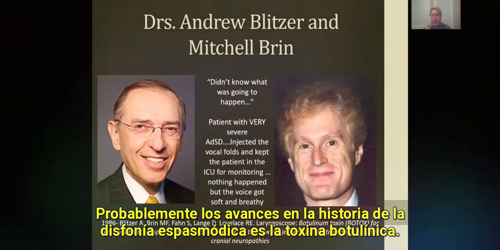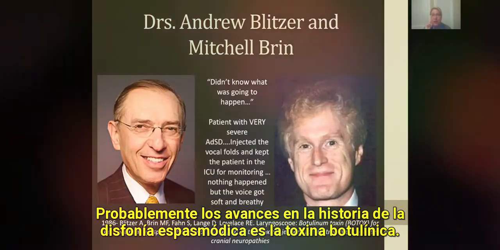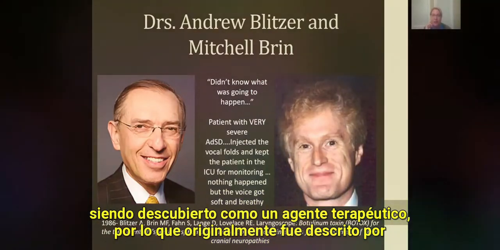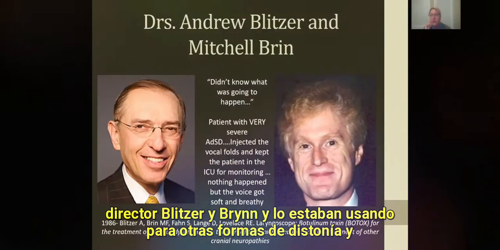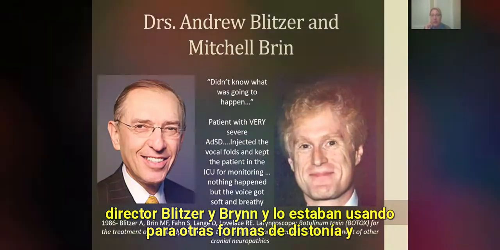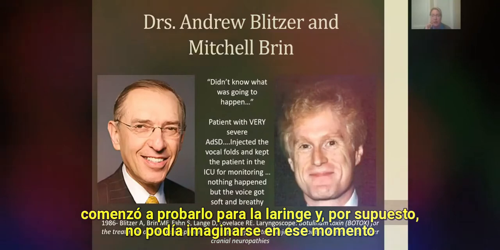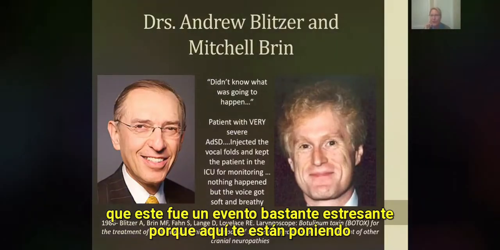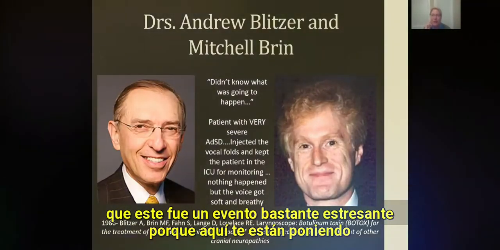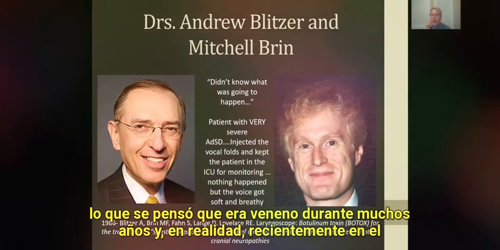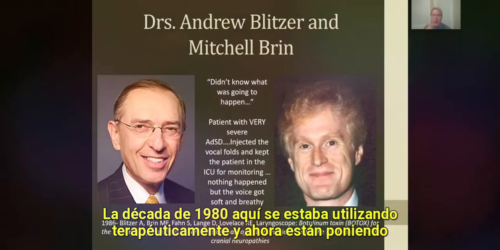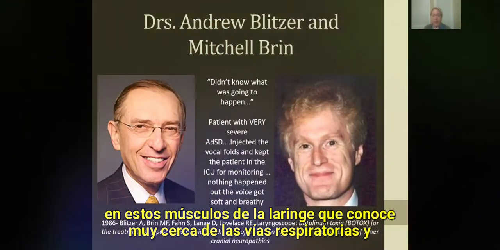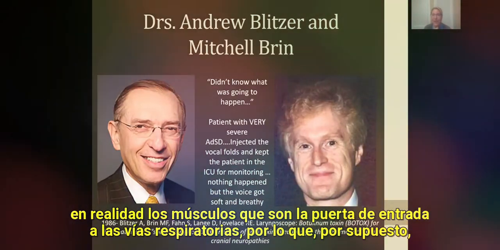One of the probably breakthroughs in the history of spasmodic dysphonia is the botulinum toxin being discovered as a therapeutic agent. So this was originally described by Dr. Blitzer and Brin, and they were using it for other forms of dystonia and began trying it for the larynx. And of course, you can imagine at the time that this was quite a stressful event, because here they're putting what was thought to be a poison for many years, and really just recently in the 1980s was being used therapeutically. And now they're putting it into these muscles of the voice box, very close to the airway, and actually the muscles that are the gateway to the airway.